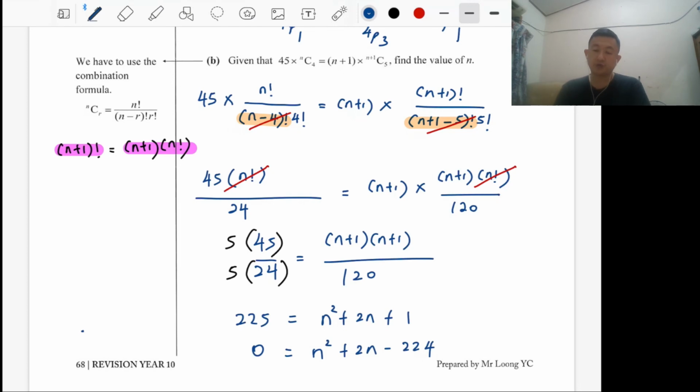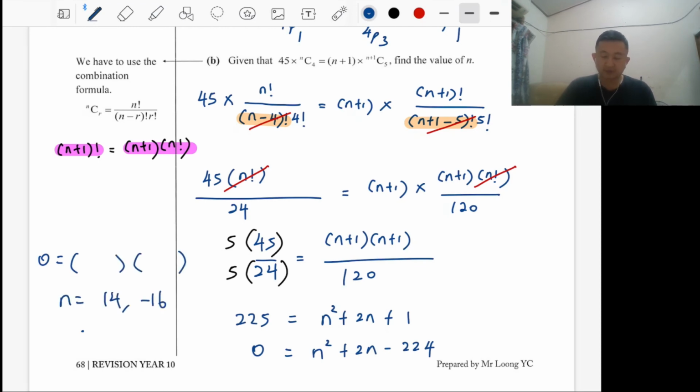Make full use of your calculator. 14 and negative 16. Make sure you show your working steps. 14 and negative 16, so n minus 14, n plus 16. And then you are going to reject the negative value and let it be just 14.